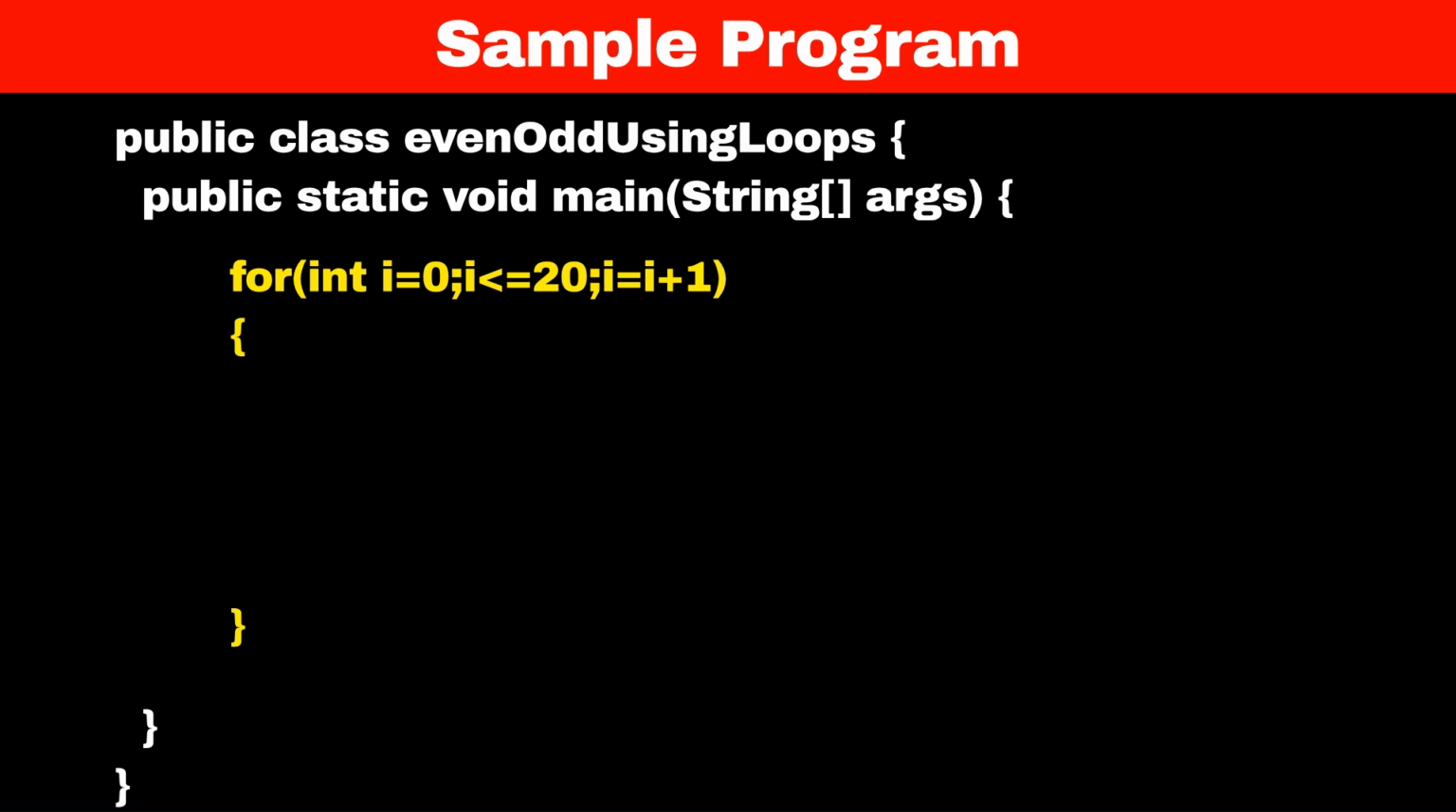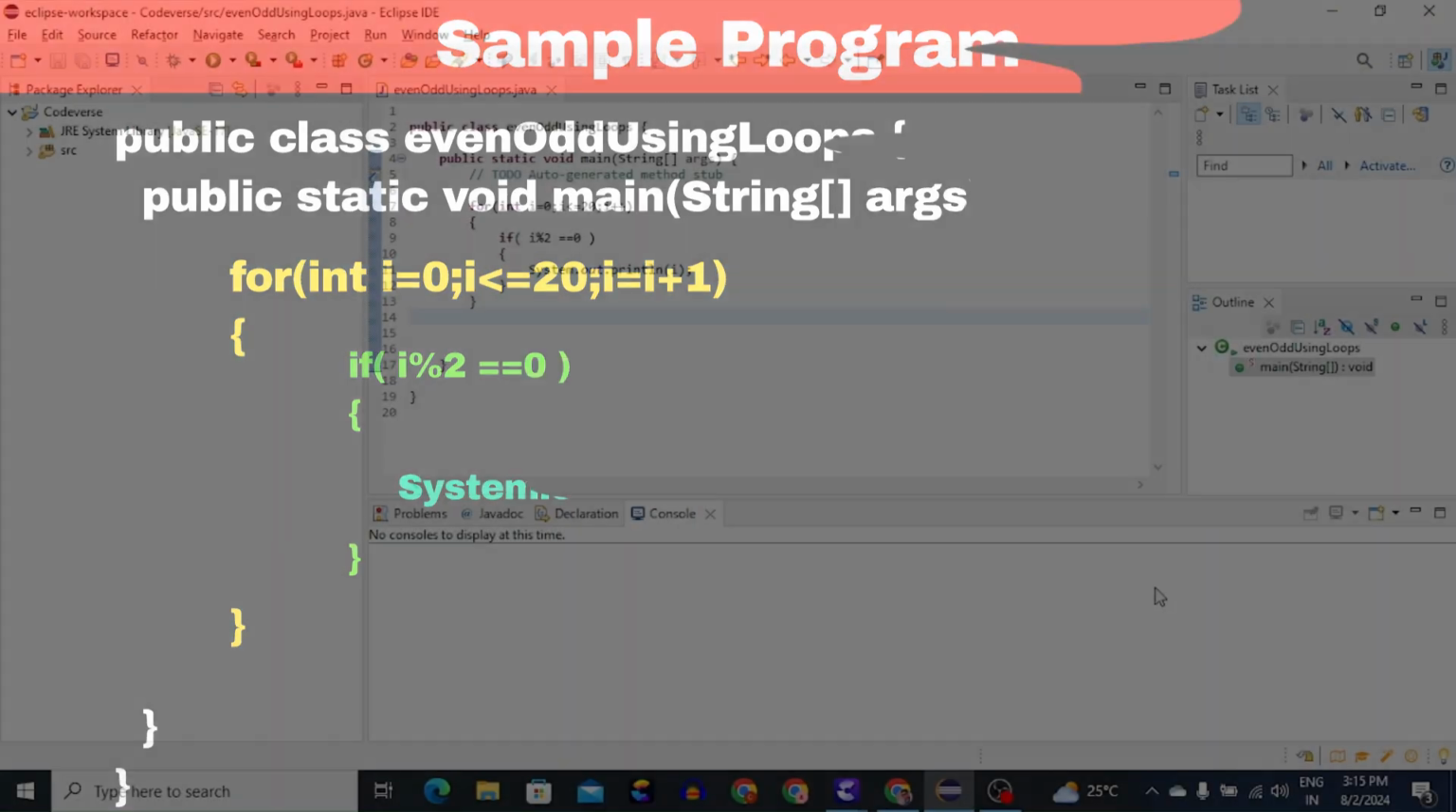Inside the for loop, we have to write logic to check if i is even or not. We can use the modulo operator to check if the number is even or not. If i modulo 2 is 0, that means the number is even. So we will put the print statement inside the if condition. And that's it. Now our code for the evenOdd program is ready. So let's jump to Eclipse and execute this.